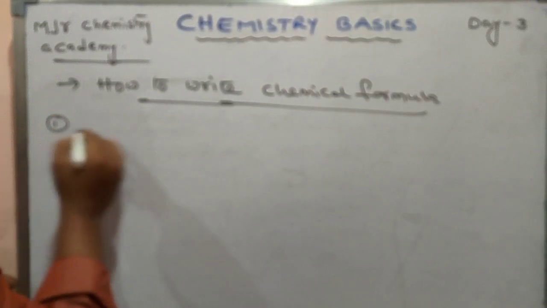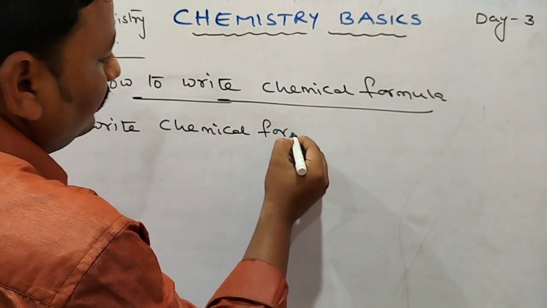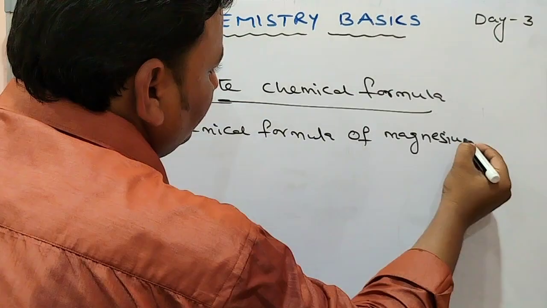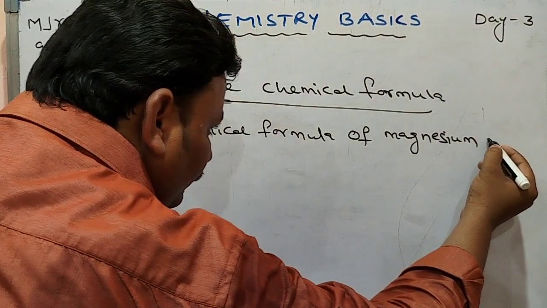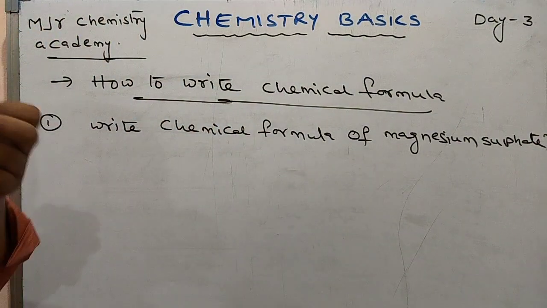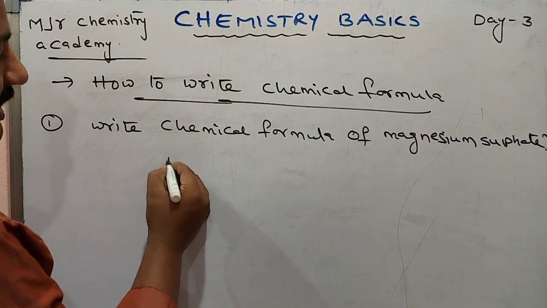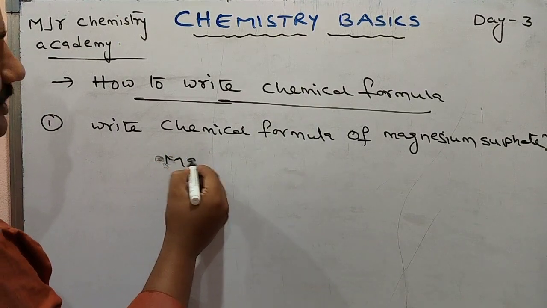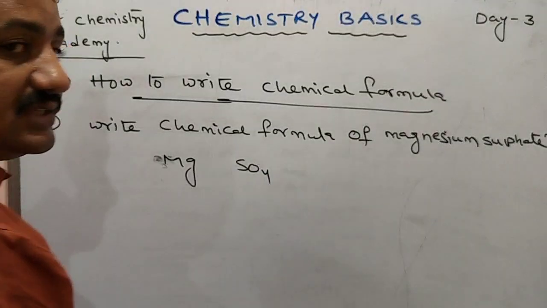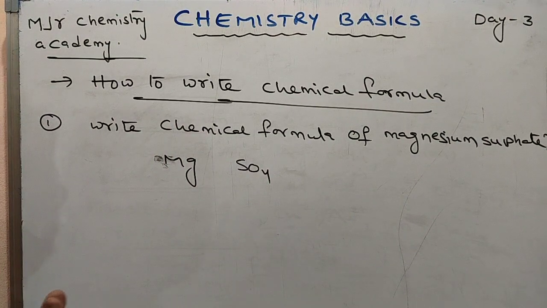The question is, for example, write the chemical formula of magnesium sulfate. How can you write the chemical formula of magnesium sulfate? First, check what they are asking. First you take magnesium, and the sulfate formula we already know is SO4. This is the sulfate. Now, what is the magnesium charge? Already you know that magnesium is a bivalent cation.